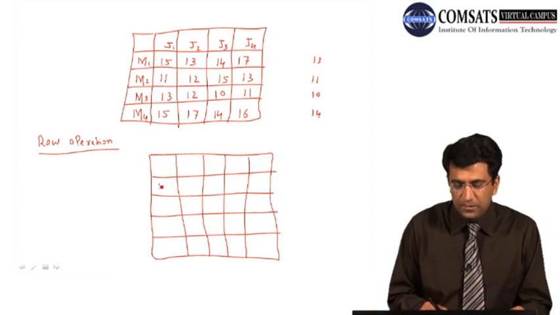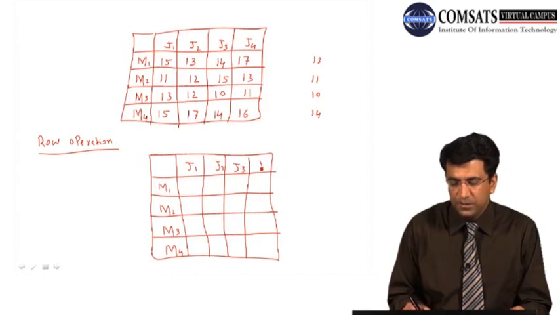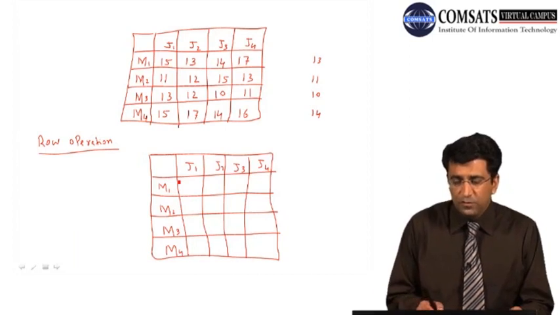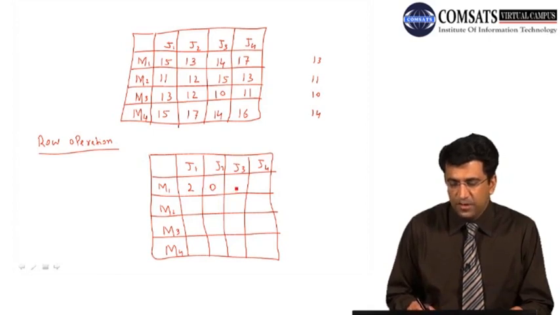So again class, this is M1, M2, M3, M4, this is J1, J2, J3, J4. Now what we will do, we will subtract this minimum value from each row. So in the first row it will become 15 minus 13, that is 2, 13 minus 13, 0, 14 minus 13, 1, 17 minus 13, 4.